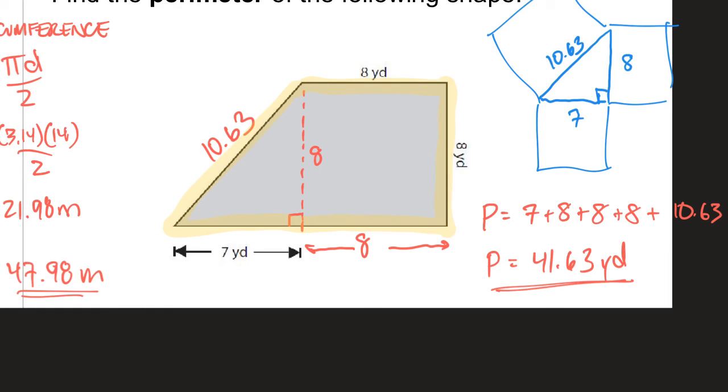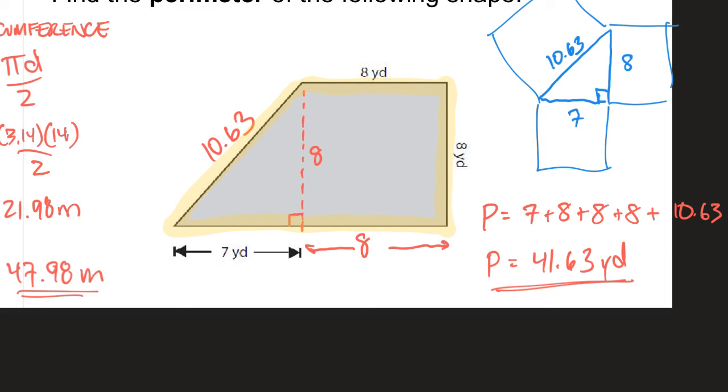There we go. The answer should be 41.63 yards. So if you didn't get that, double check your work. So over here, I found that the side length here, the longest side of this right angle triangle, the hypotenuse, is 10.63. And I did that by finding the area of this square, finding the area of this square, adding them together, taking the square root. Okay, so that means this length here is 10.63, right?